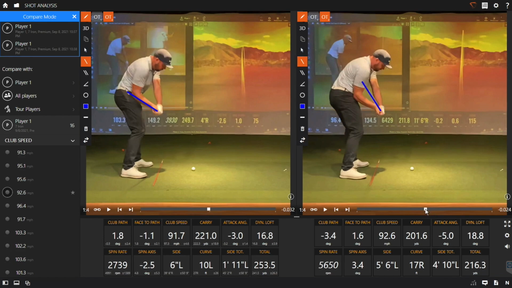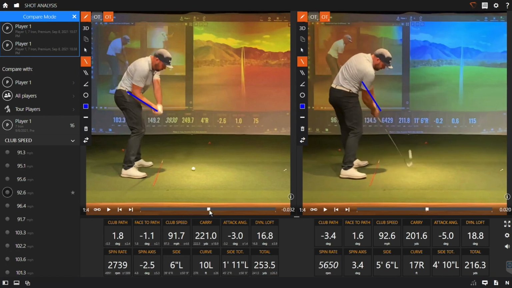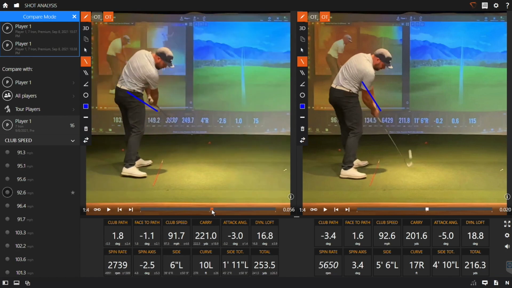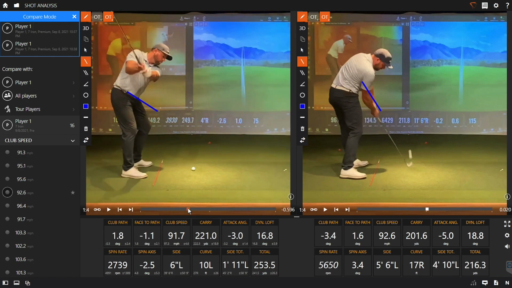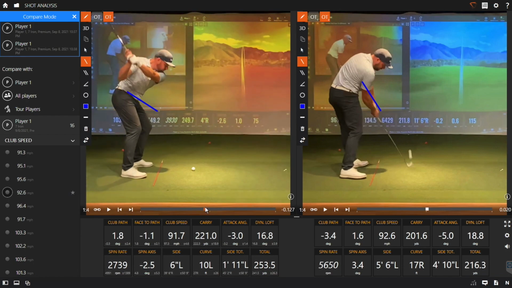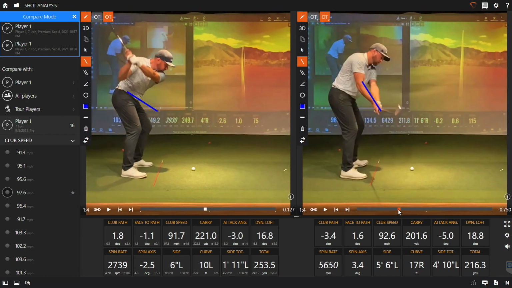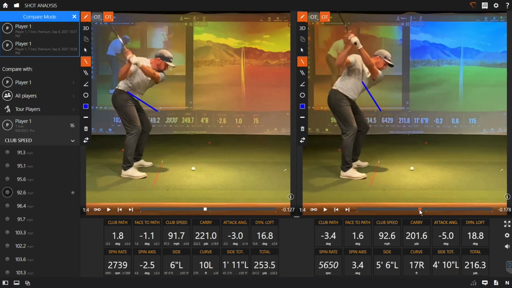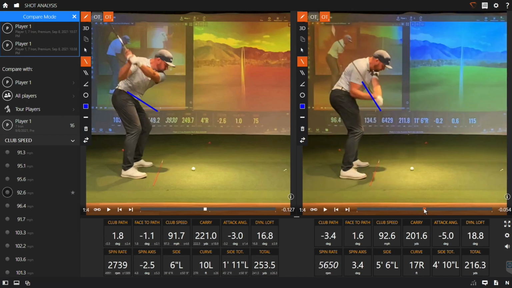Same rotation mechanics, foot action, very, very similar, but this one on the right is a cut, the one on the left is a draw, and the key difference is the angle of the shaft coming into impact relative to the right forearm. So if we look at the one on the left, you're going to see that there's just a little more shallowing. And as we see this one that was the cut, you can see right here at the transition, the shaft didn't shallow as much.